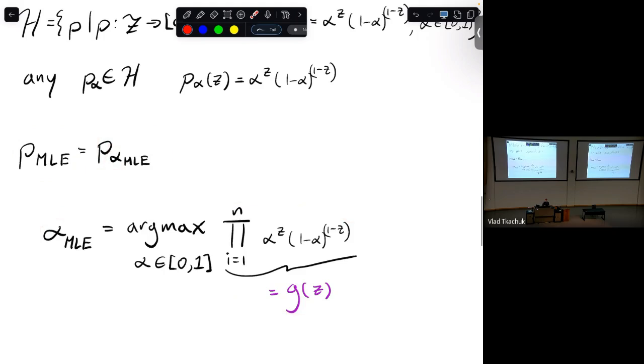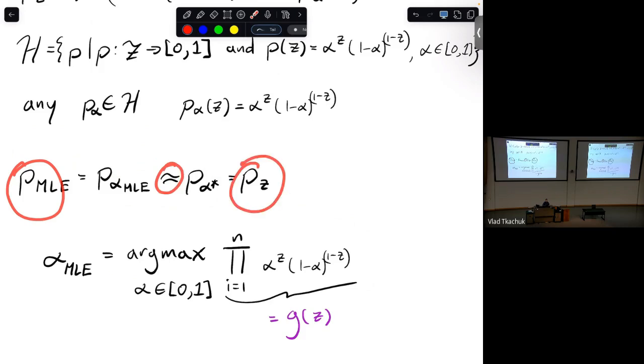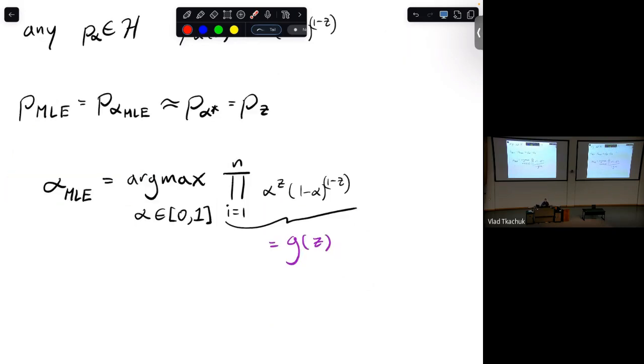We've already had a lot of practice with that. And the hope of all this is that this is close to P of alpha star, because hopefully alpha MLE is close to alpha star, which would give us the corresponding P of z. So hopefully this process makes sense now. This P MLE is hopefully approximately equal to P of z through this process. And this is an exact example.